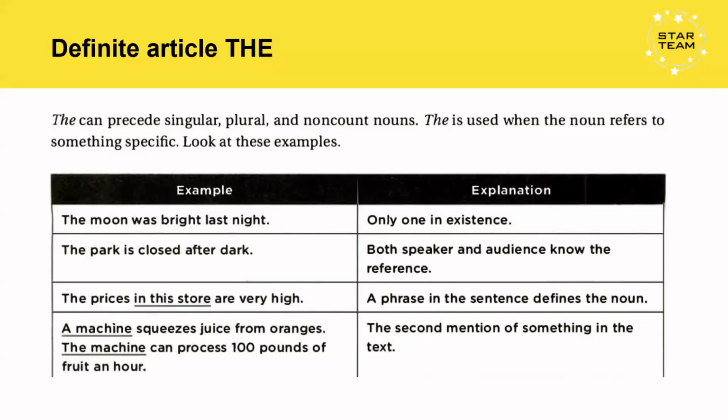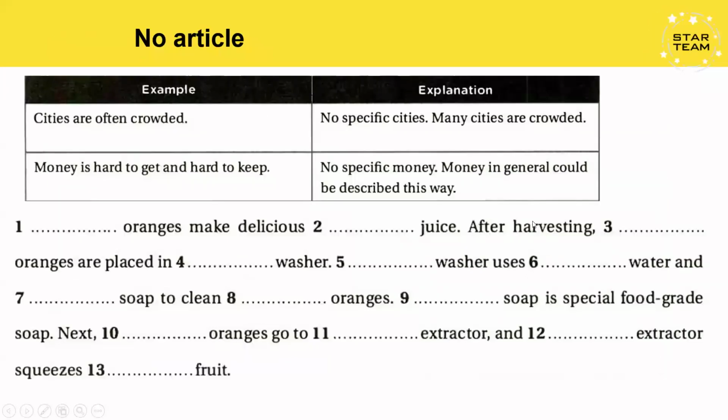For example, yesterday I met a girl. The girl was quite tall for her age. In the first sentence, I said that I met her for the first time. And in the second sentence, I was talking about the same girl. So that's why I used "the." Okay. The next. Cities are often crowded. No specific cities. Many cities are crowded, yes?